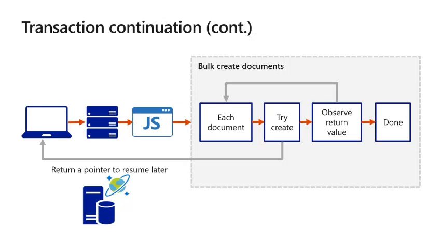So here in this diagram, you can see how the transaction continuation model can be used to repeat a server-side function until the function finishes its entire processing workload. In this example, after the workflow begins, the return value is observed as each document is created. At some point, the document creation method will return false instead of true, and at this point, a pointer will immediately be returned to the client that originally invoked the function. The client will then resume the function by starting at the appropriate point in the list of documents to process.